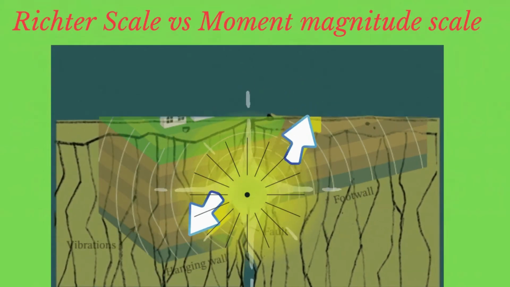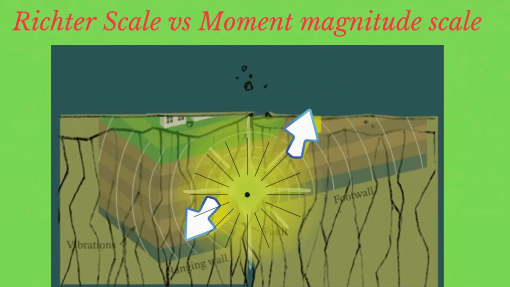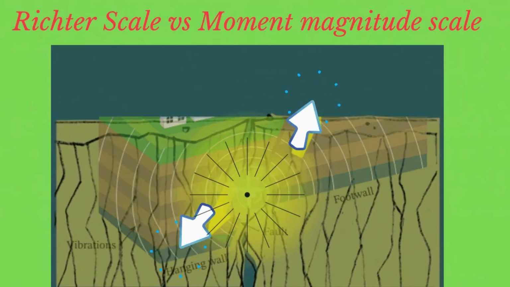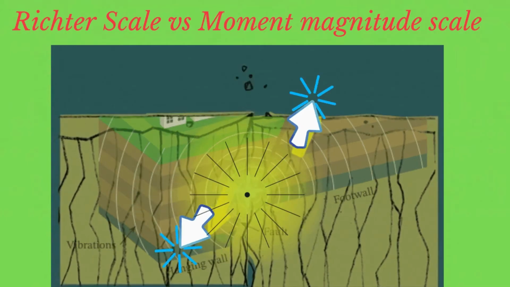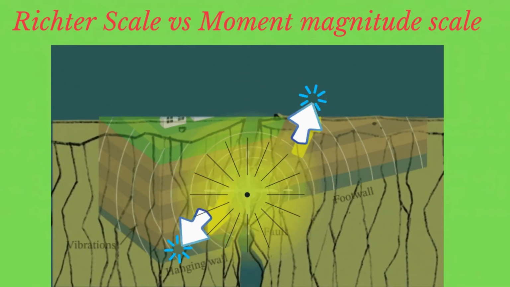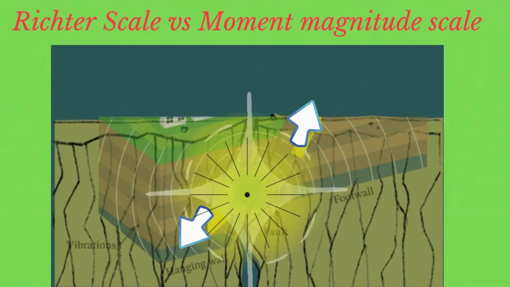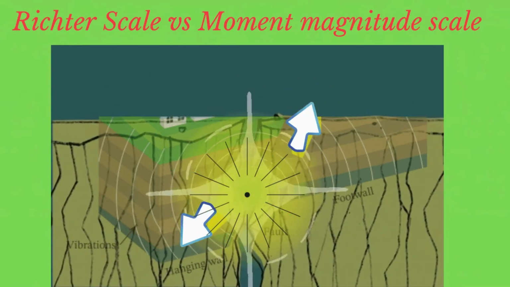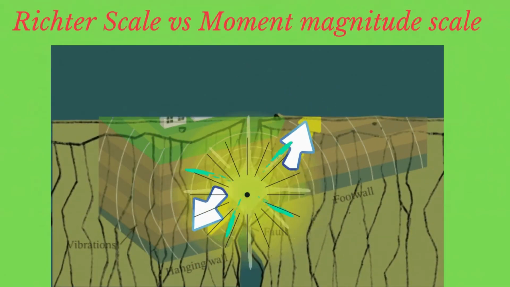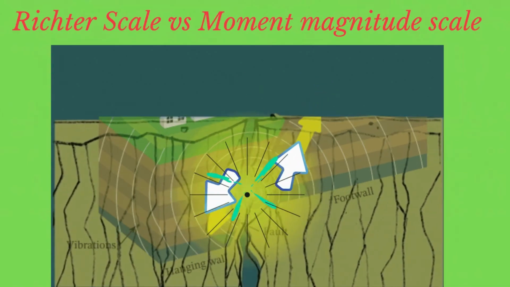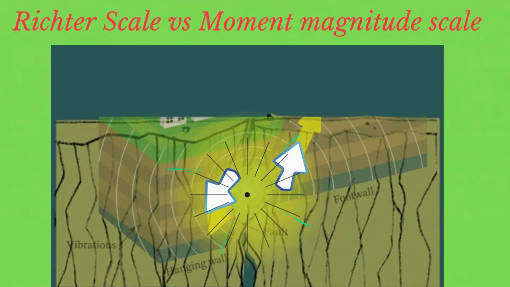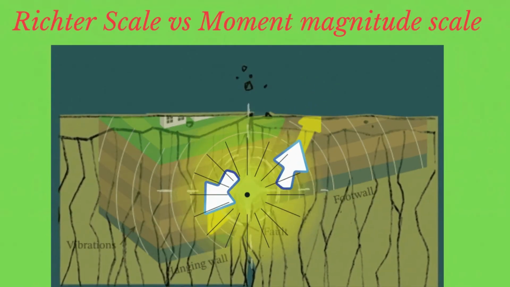From 1935 until 1970, the Richter scale was the main scale used to measure earthquake magnitude. The Richter scale uses a mathematical formula invented by seismologist Charles Richter to compare earthquake sizes. The formula is based on the amplitude of the largest wave recorded on a specific type of seismometer and the distance between the earthquake and the seismometer.